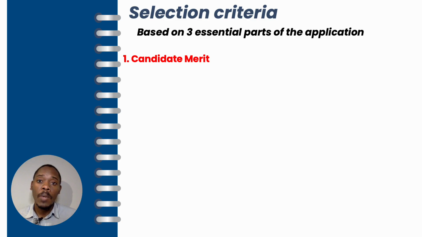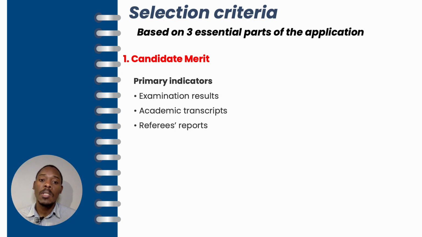Remember, you are not the only one applying for this scholarship. You are competing with other applicants. So this is going to disadvantage you if you have weak merits in terms of your qualification or your undergraduate. They are going to look at what we call primary indicators and secondary indicators. The primary indicators are your examination results, your academic transcript, and the two references that you are going to include. That's why they emphasize that you give a comprehensive academic transcript that shows all the marks that you obtained. That is what they are going to use to evaluate your merit as a candidate.